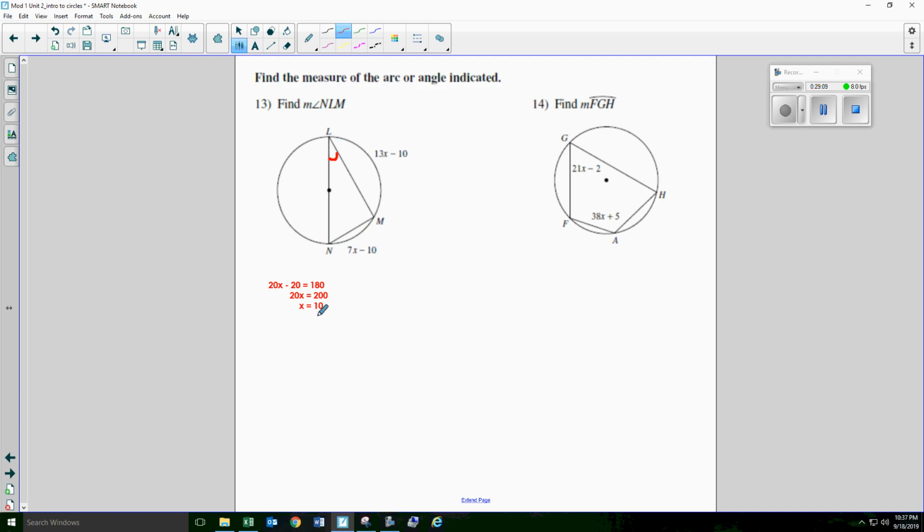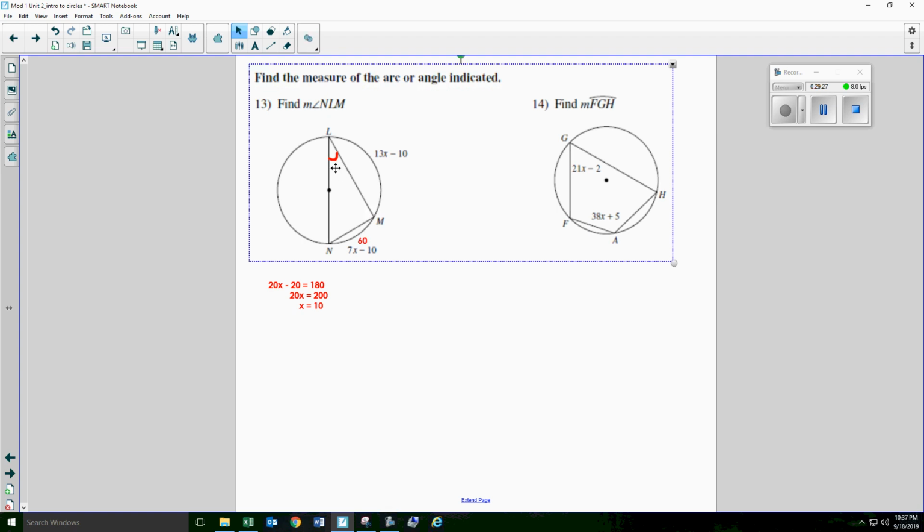Well, now I have the x. I can plug it in right there and get this arc's measure. 7 times 10 is 70. Minus 10 is 60. So that arc equals 60 degrees right there. Remember, the inscribed angle is always half of its arc. So what's half of 60? 30.